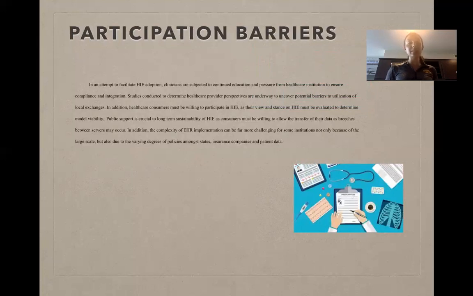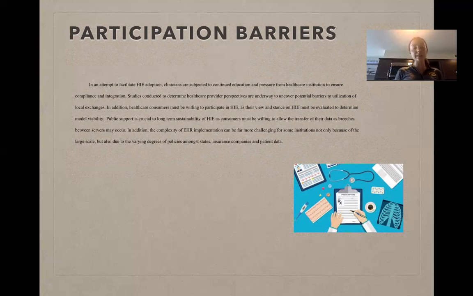Well, in an attempt to facilitate HIE adoption, clinicians are subjected to continued education and pressure from healthcare institutions to ensure compliance and integration. Studies conducted to determine healthcare provider perspectives are underway to uncover potential barriers to utilization of local exchanges. In addition, healthcare consumers must be willing to participate in HIE, as their view and stance on it must be evaluated to determine the model viability. Public support is crucial to long-term sustainability, as consumers must be willing to allow the transfer of their data, as breaches between servers may occur.